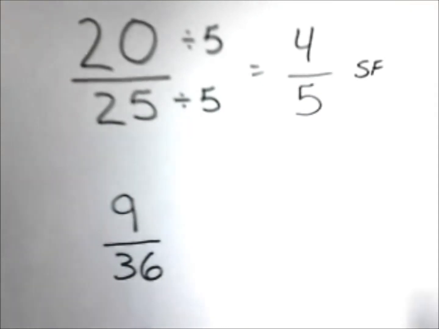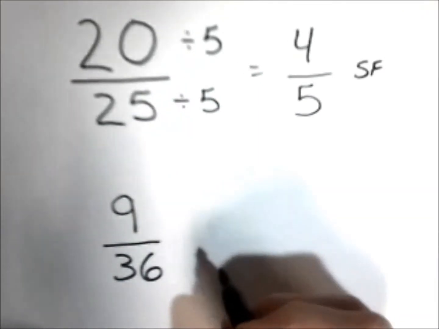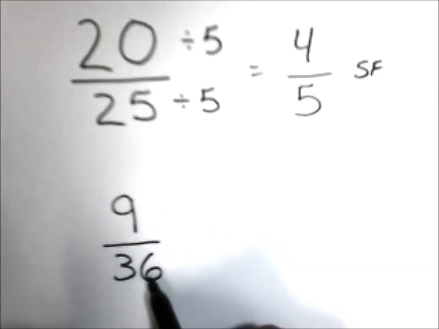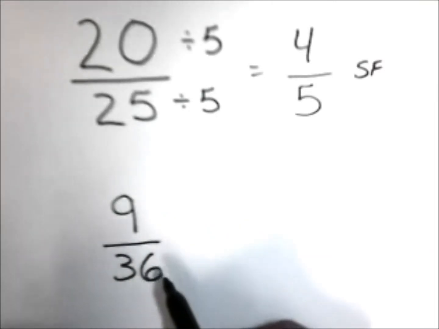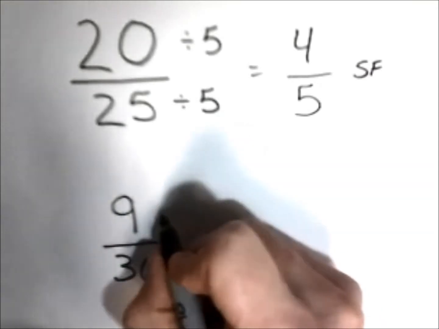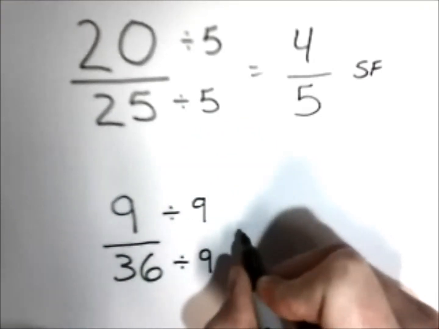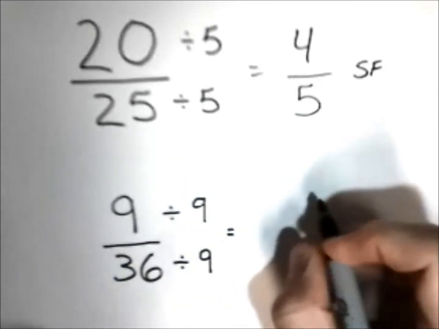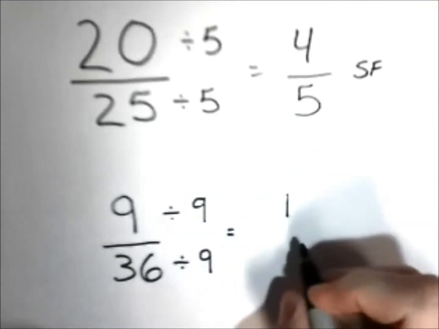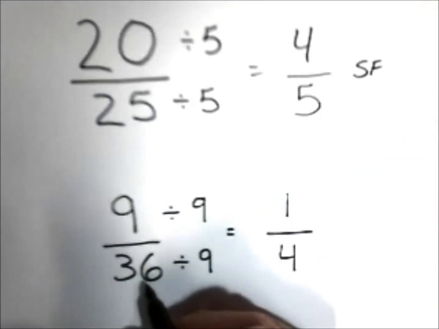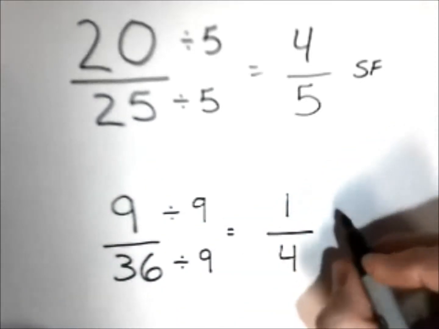Next up, we're going to look at 9/36. And when you look at this, you know 9 can go into itself. Can 9 go into 36? 9, 18, 27, 36. Yes, it can. So we are going to divide 9 by itself. Our divisor is going to be 9. 9 goes into itself 1 time, and 9 will go into 36 4 times. And 9/36 is the same as 1/4.